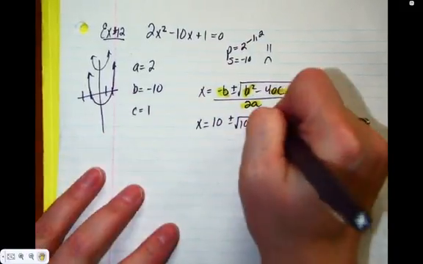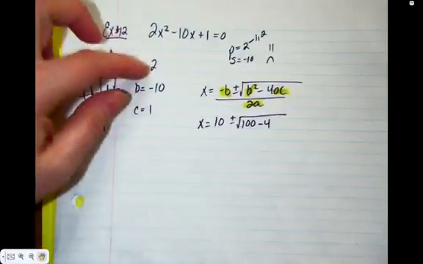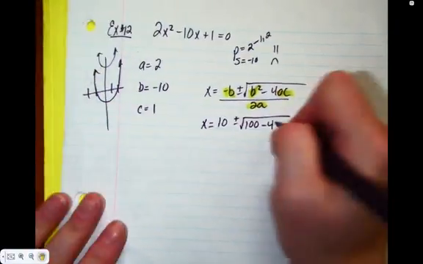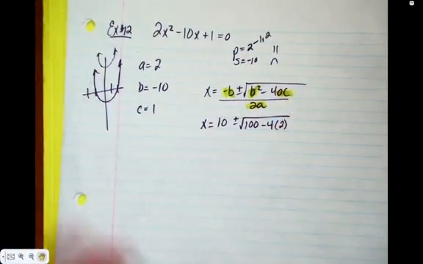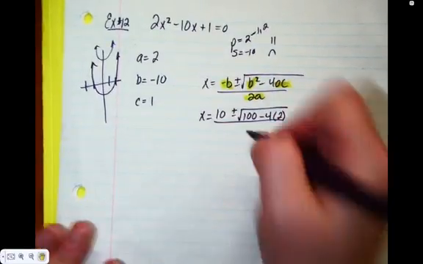I always leave the minus 4. I don't know why. I just like to do a times c. If you want to do times 4 at the same time, you can do that. It's just not how my brain works. I grab a times c, so 2 times 1 is 2. And on the bottom, I multiply 2 times a, so 2 times 2 is 4.